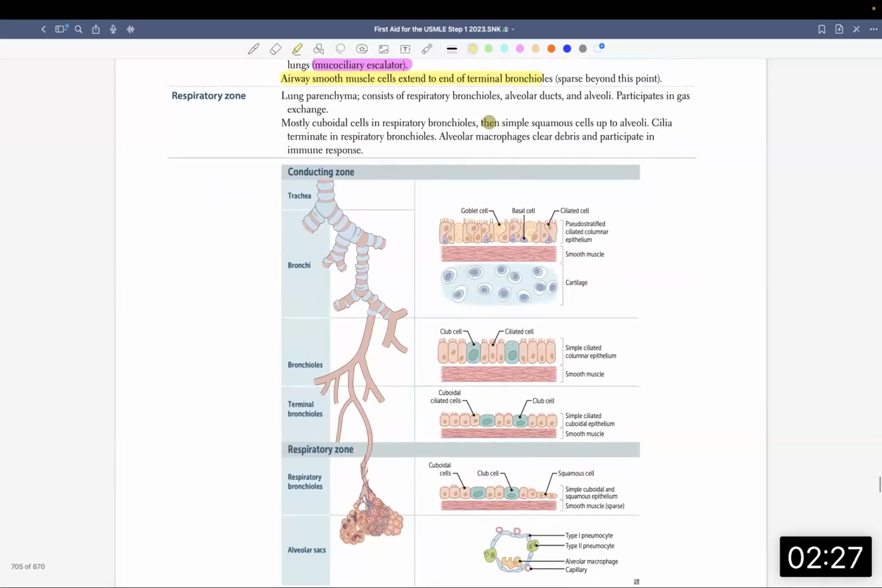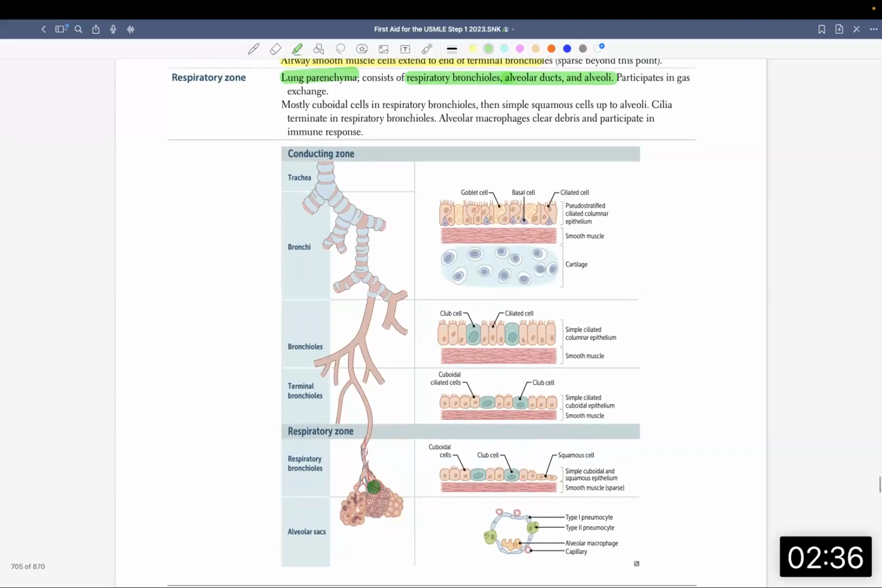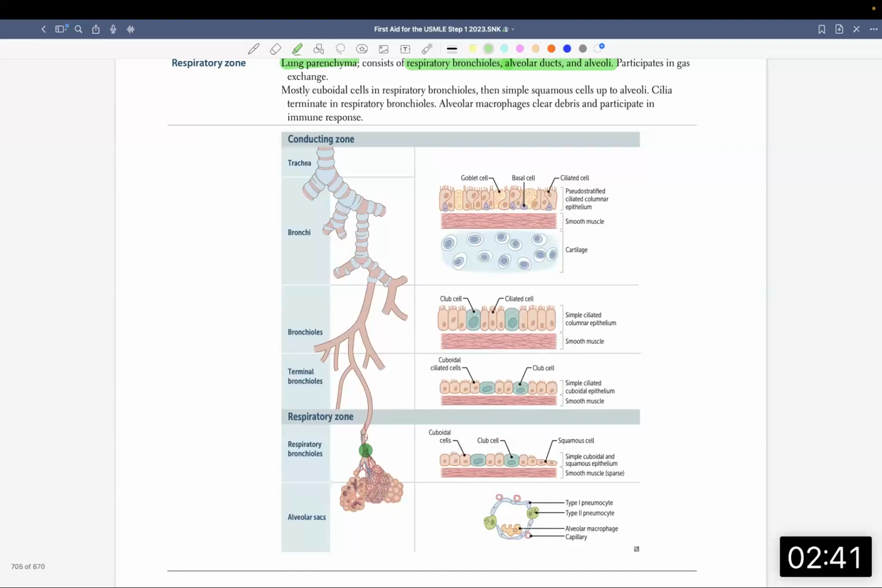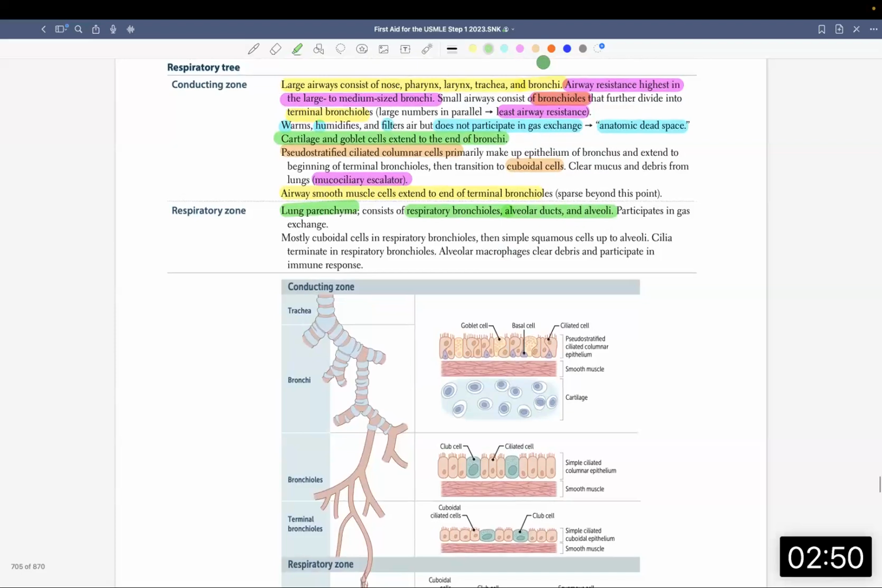Okay, next, what is the respiratory zone? This is the lung parenchyma, which consists of respiratory bronchioles, alveolar ducts, and alveoli. It participates in gas exchange. So that's why they are the respiratory zone. Mostly cuboidal cells in the respiratory bronchioles, then simple squamous cells up to the alveoli.